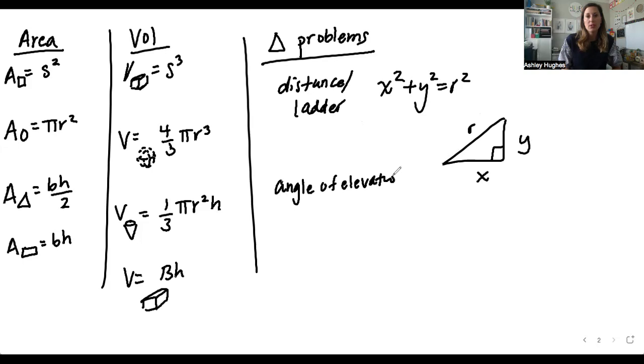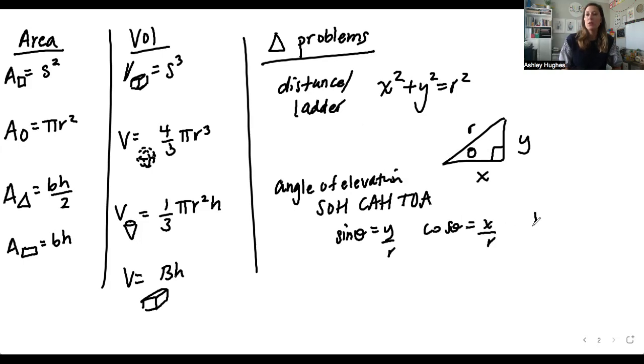And if you're talking about an angle of elevation problem, then that's when you use SOHCAHTOA. Hopefully you kind of remember SOHCAHTOA from pre-cal or from geometry. So the idea is that you write down sine of theta as y over r, or cosine of theta as x over r, or tangent of theta is y over x.